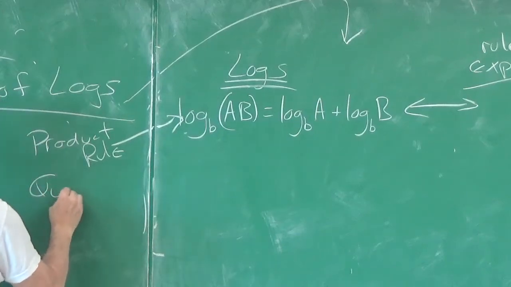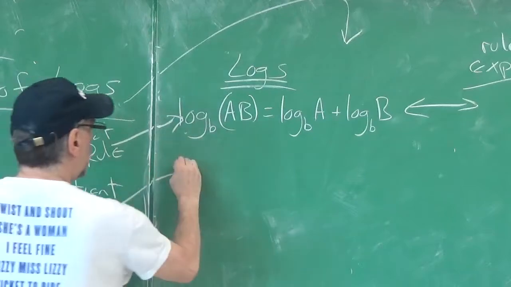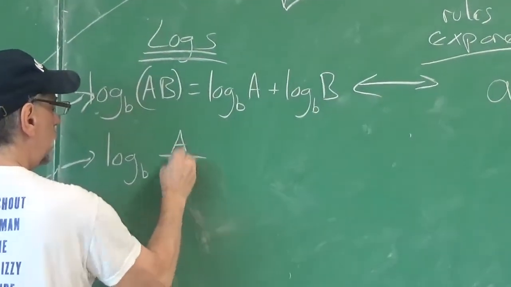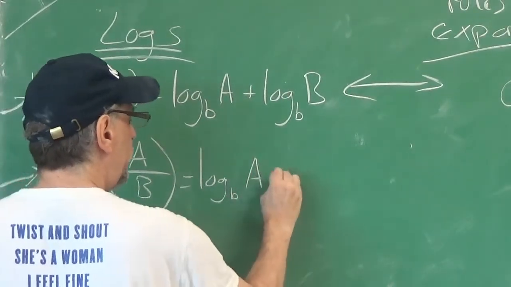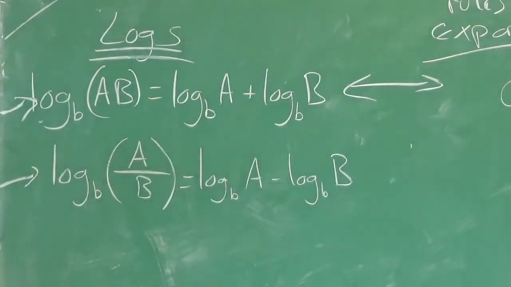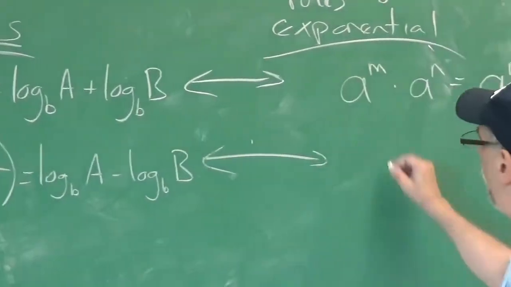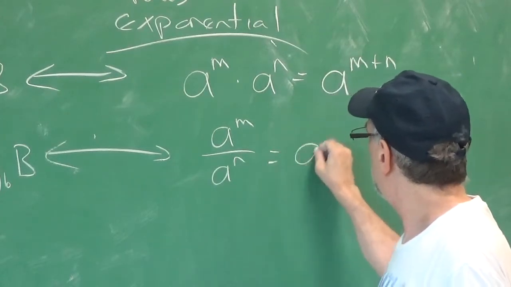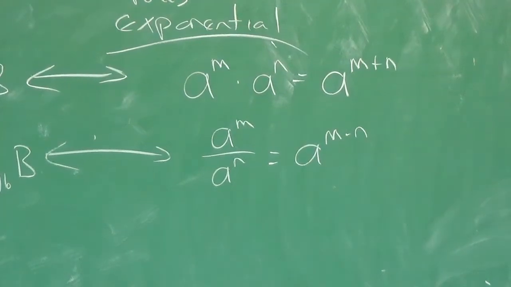And we have the quotient rule. The quotient rule says if we have the logarithm of a quotient, we can break that up into the logarithm of the numerator minus the logarithm of the denominator, which again we can equate to when we divide same base, different exponents, we subtract the denominator's exponent from the numerator.